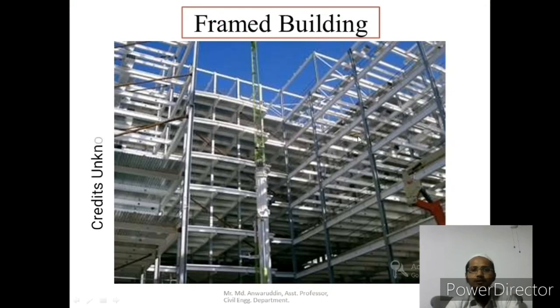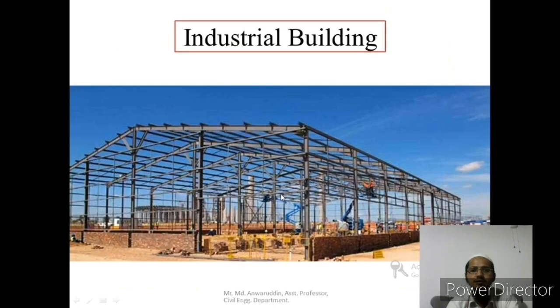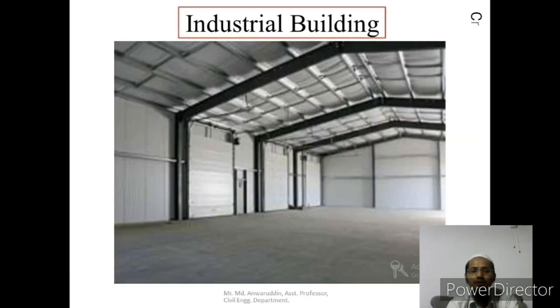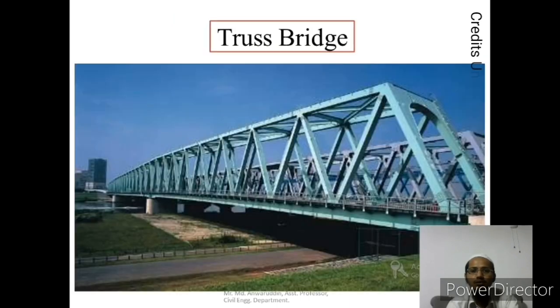The sketch or diagram shows a frame building which is under construction. The purpose of this building is commercial, that is a hospital building which is under construction. Here again there is a picture showing the construction of an industrial shed roof truss. This is the completed work of a roof truss which may be used as a godown.